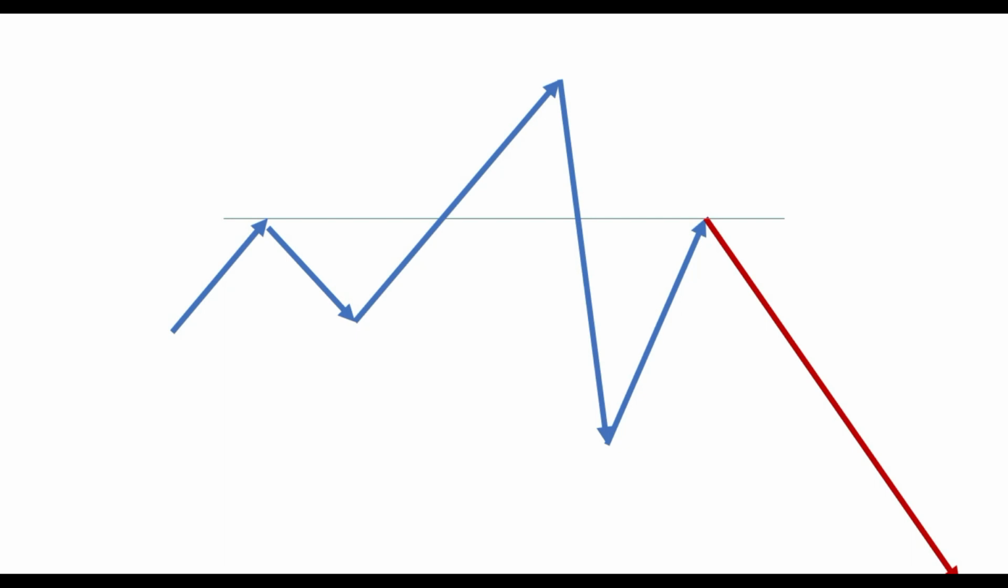So the Quasimodo pattern is very similar to a double top, because if you just look at this, it looks like a double top. However, between these two tops, we have a higher price level. So this is a unique pattern, and it's very rare.